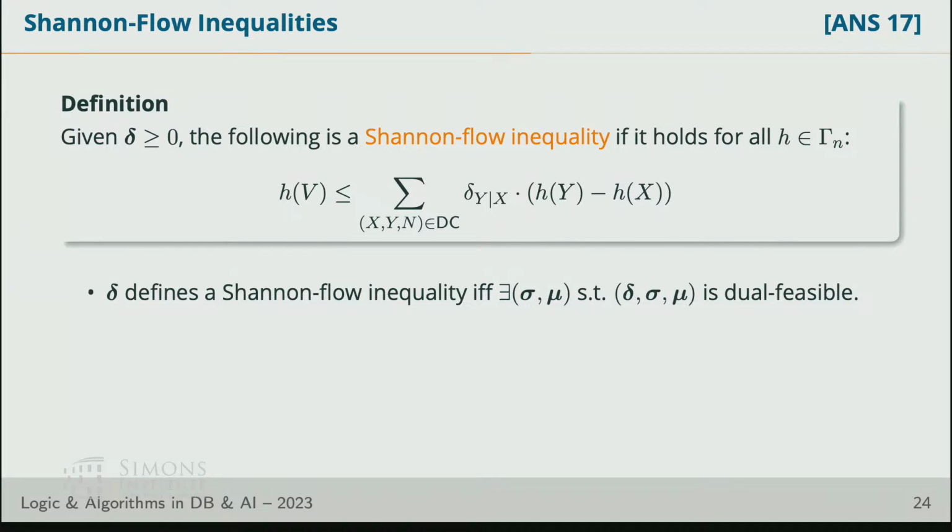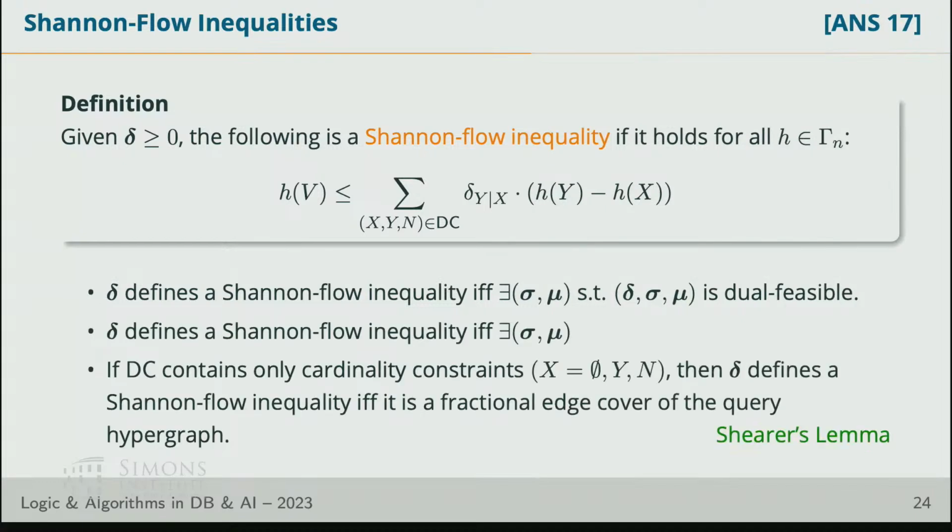Okay, so that's one way to characterize deltas. So it's related to the dual LP. Now, here's one thing that you might be able to relate to: if the degree constraints are all cardinality constraints, that means the X part is all empty, then these are precisely Shearer's lemma.